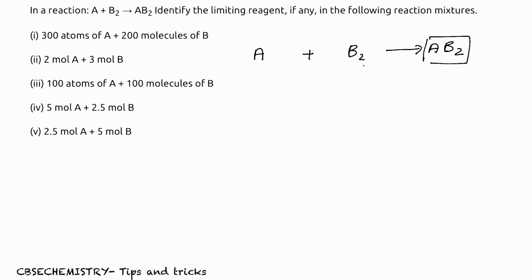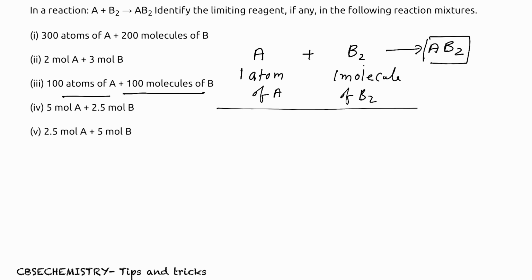Now third question. 100 atoms of A combined with 100 molecules of B2. Okay. Now listen, check the stoichiometry. Here 1 atom of A combined with 1 molecule of B2, correct? That is as per the stoichiometric equation. Now, what is the question? 100 atoms of A require how many molecules of B2? 100. Right, 100 molecules of B2.